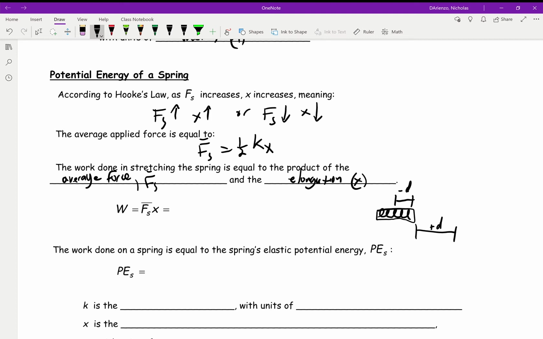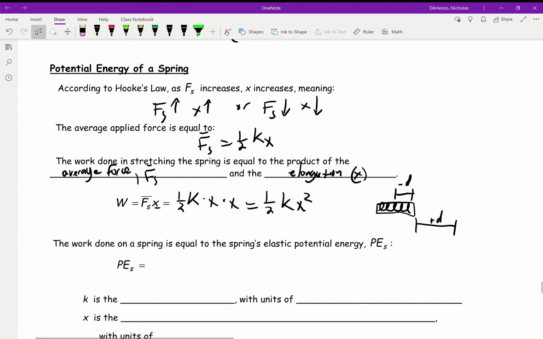So work is equal to the average force times the elongation, which we broke down average applied force into 1/2 kx. We multiply that by our other x here, which is equal to 1/2 k, and we'll combine like terms into kx squared. That's how we can figure out how much work is being done to compress or elongate the spring, not string.